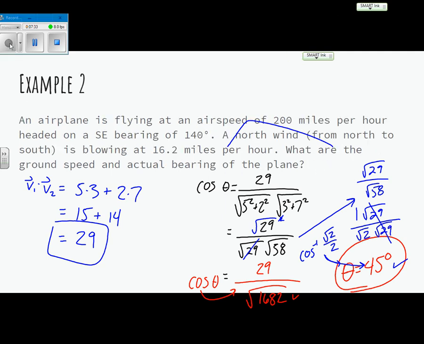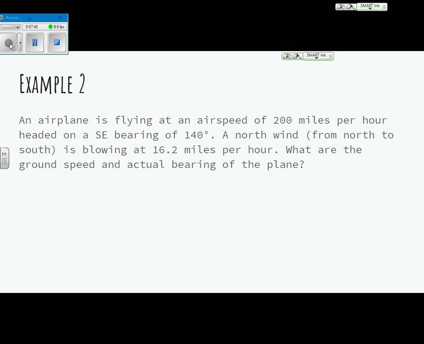Finally, I kind of like this problem. Got this one from the book. It says, I'm going to draw a picture for this. I have an airplane that's flying at an airspeed of 200 miles per hour on a southeast bearing.